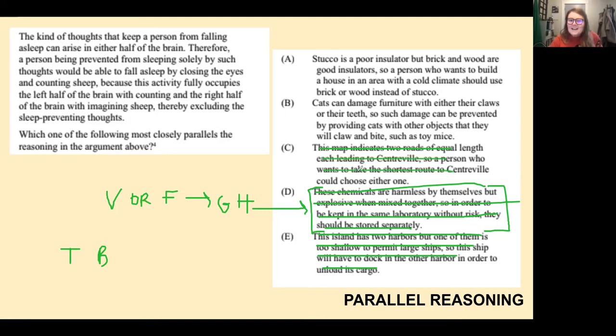And then A was also wrong. This one says S is a poor insulator, but brick and wood are good. So a person who wants to build a house in an area with a cold climate should use brick and wood instead of S. So let's come up with an analogy or a parallel argument to that one.